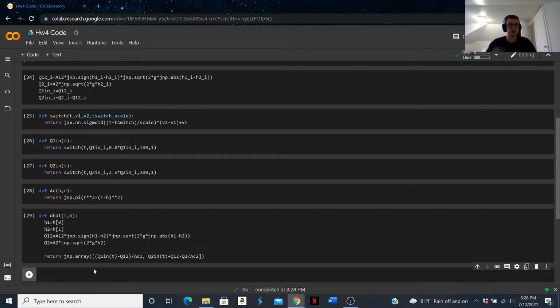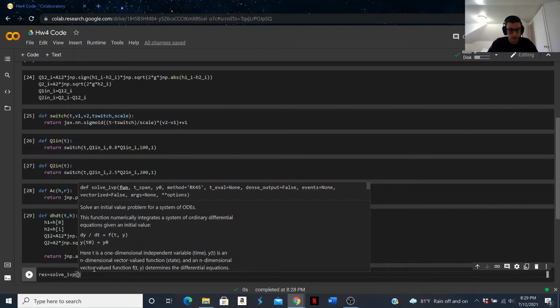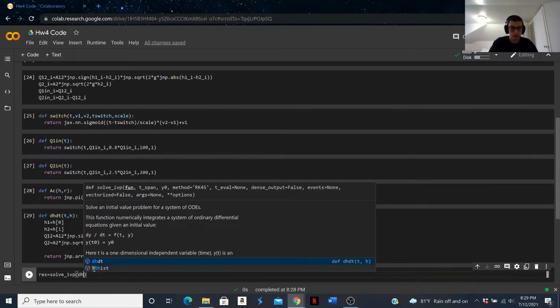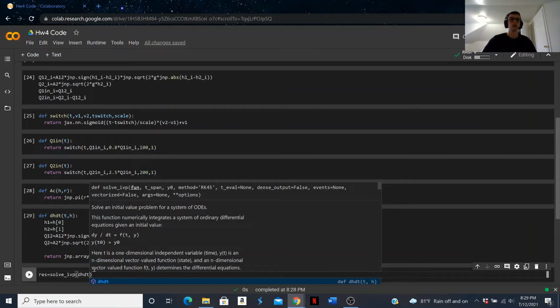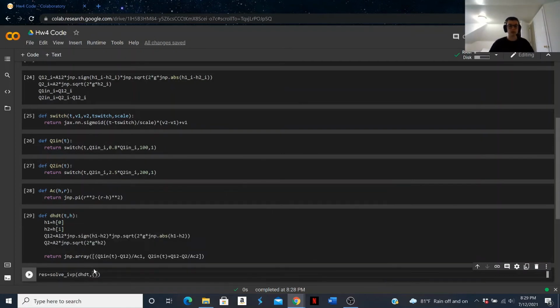So now we're actually going to be using that solve IVP function to solve for a result. So solve IVP, and then we're going to use our DH dt function. Need to get our time frame. I'm running out of water too. Better finish this quick. Our time frame is going to be 0 to t end, 0 to 500 seconds.